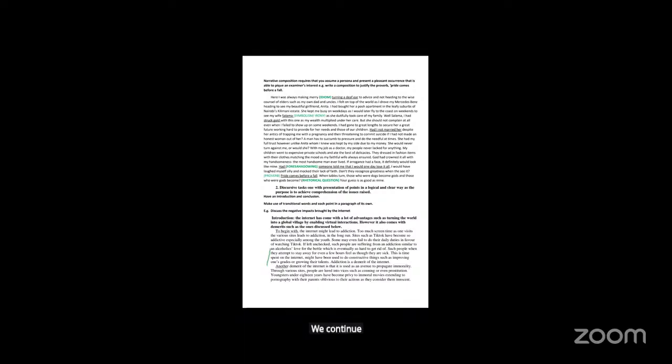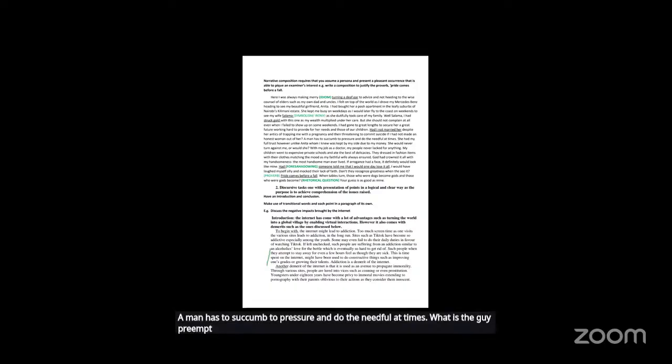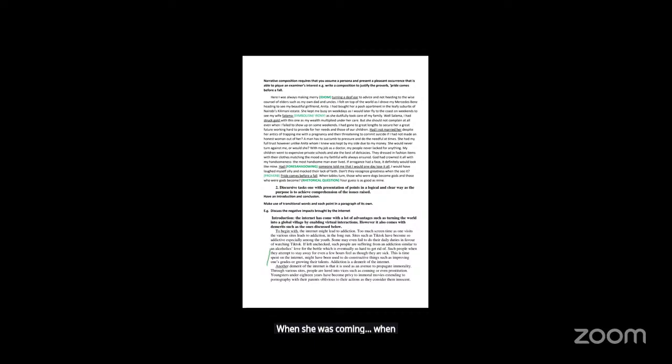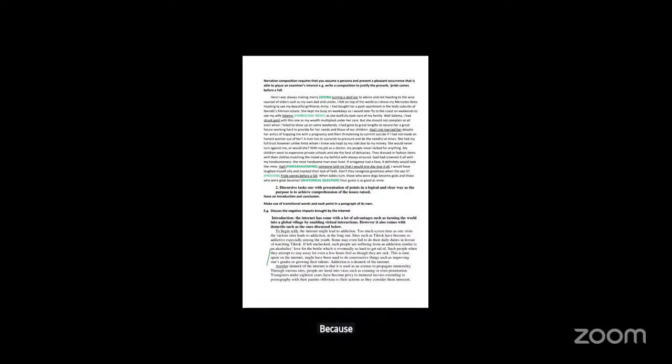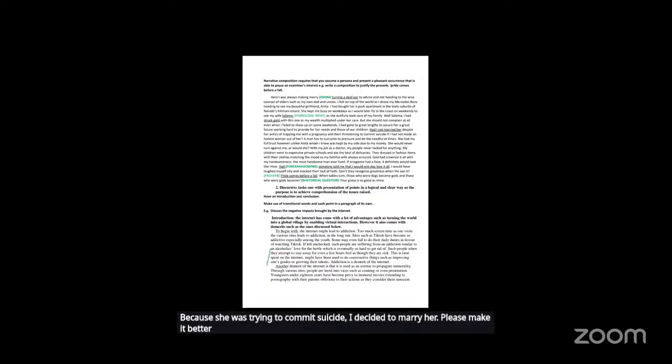An honest woman out of her. A man has to succumb to pressure and do the needful at times. So what is the guy preempting? He's already telling us when she was threatening to commit suicide, I had to marry her. That is what he's saying. You just don't tell it kawaida way. Oh, because she was trying to commit suicide, I decided to marry her. Please make it better. So we continue.